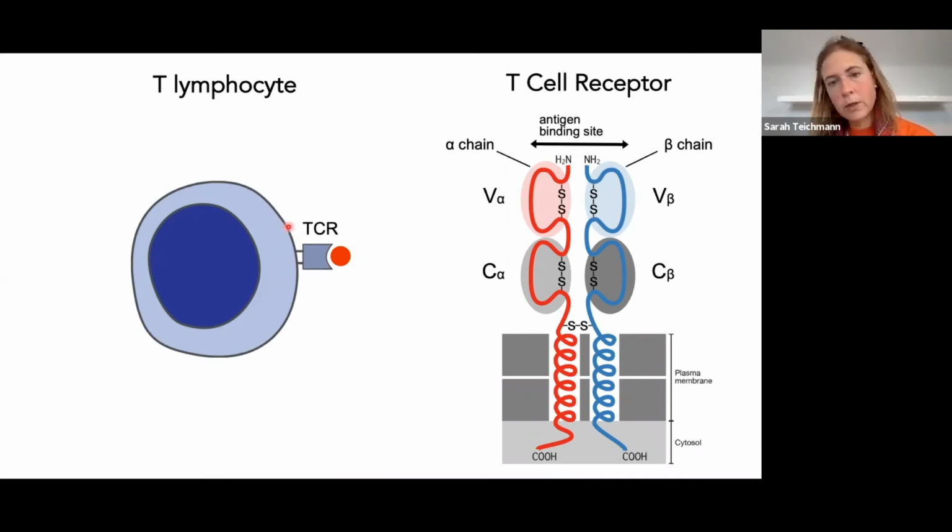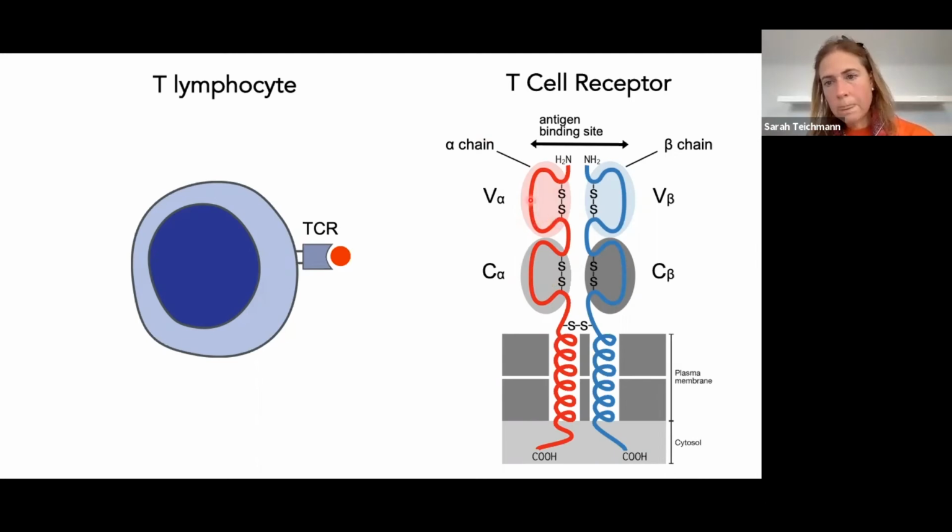T cells are the cells in our body that directly recognize foreign peptides on other cells in terms of killer T cells, or they recognize foreign peptides that are presented by dendritic cells in the case of helper T cells. And both helper and killer T cells have a T cell receptor on their cell surface. It consists of 2 chains, alpha and beta, that you can see here.